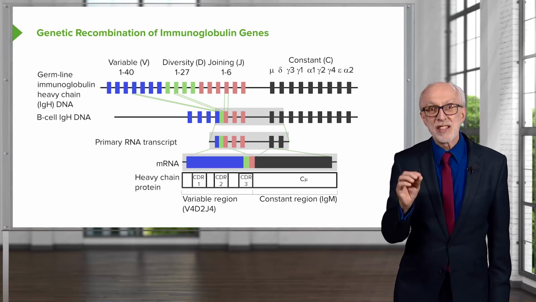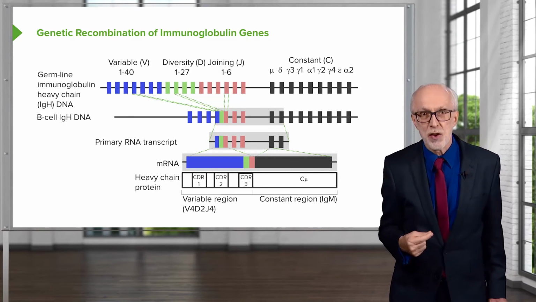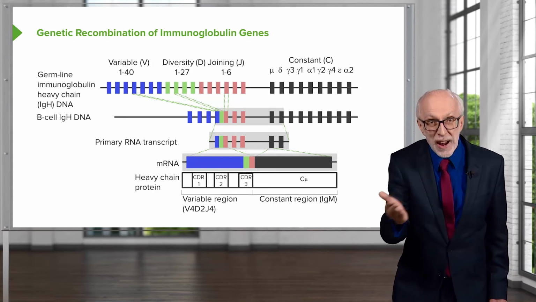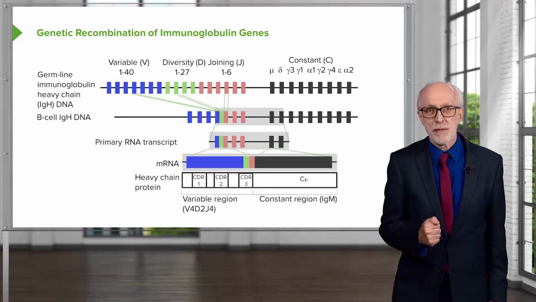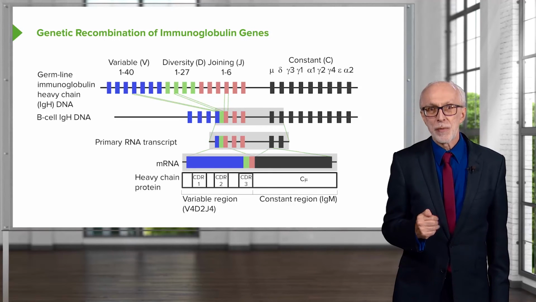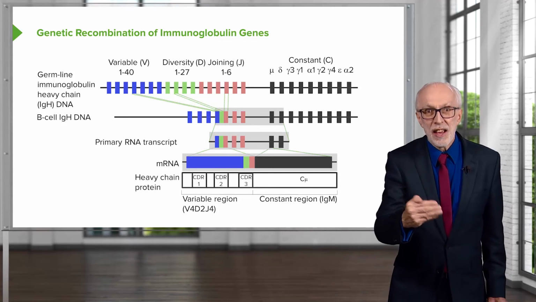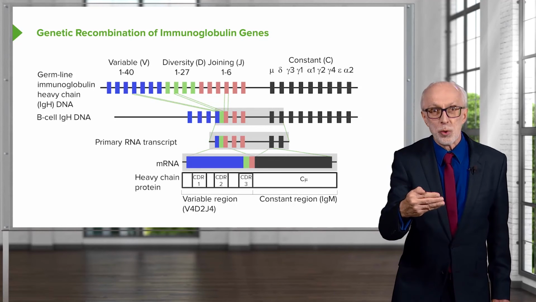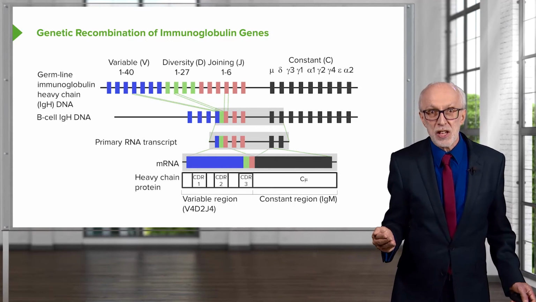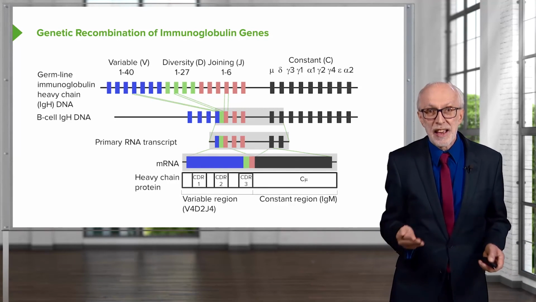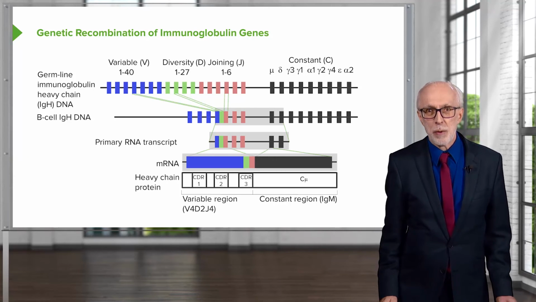What that means is that CDR3 is much more variable because it's the combination of 1 out of 40 variable, 1 out of 27 diversity, 1 out of 6 J. Whereas at least initially, the CDR1 and CDR2 are not nearly as diverse because they can only be selected from 1 out of 40 variable gene segments.